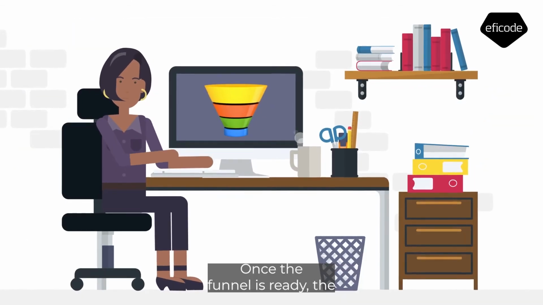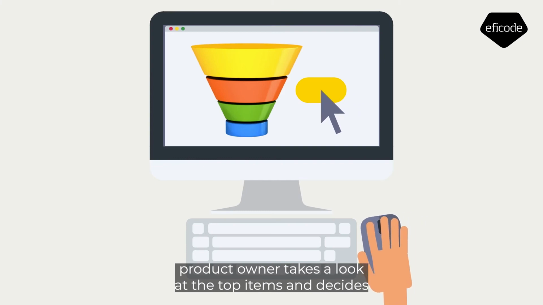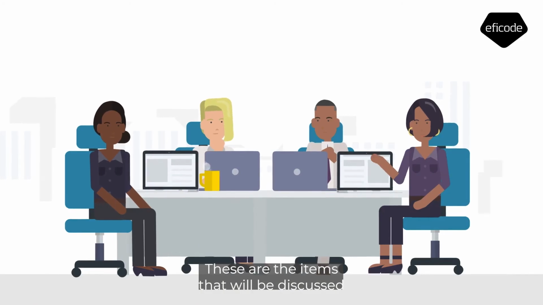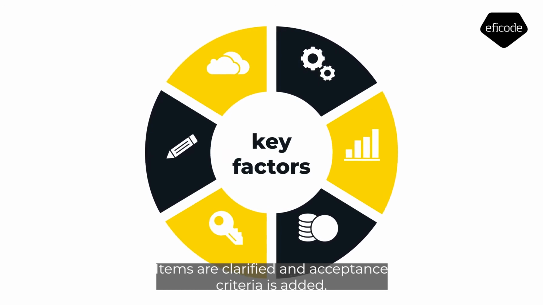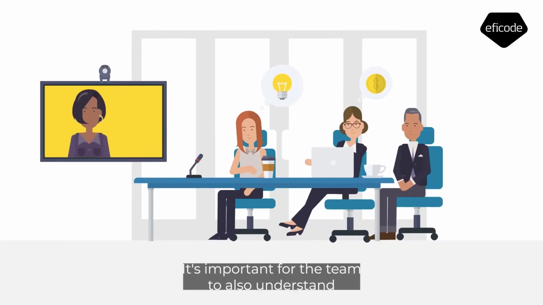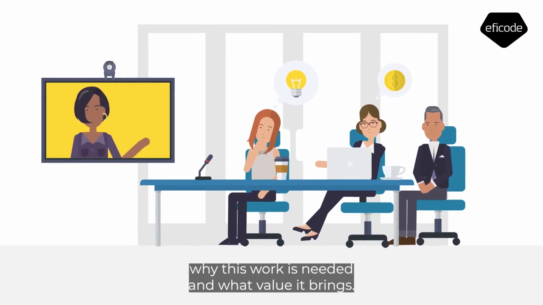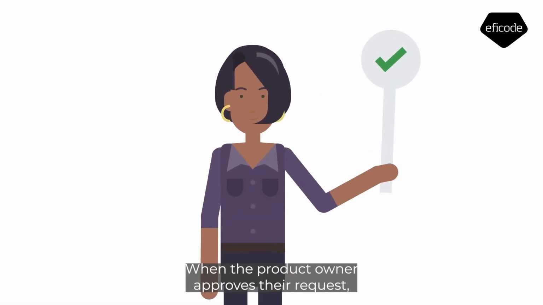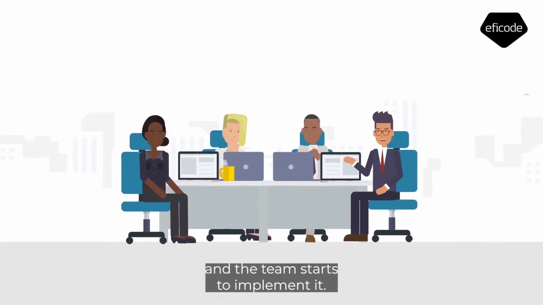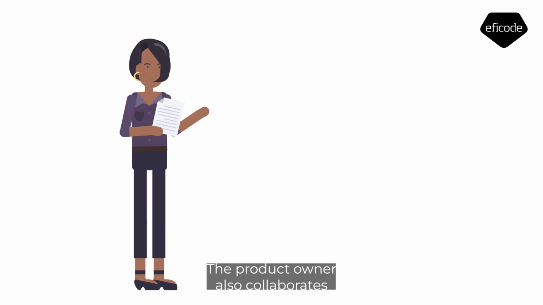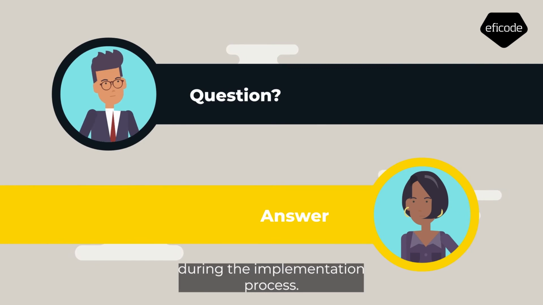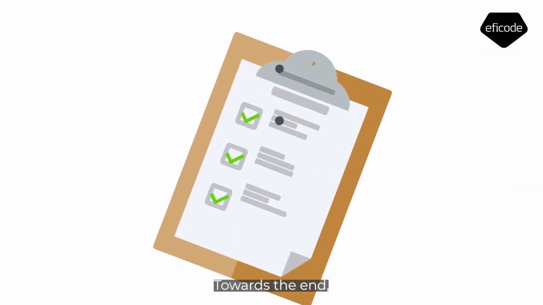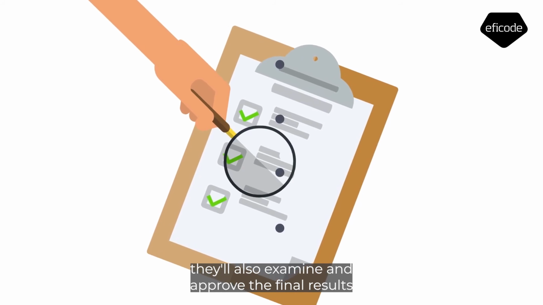Once the funnel is ready, the product owner takes a look at the top items and decides which ones a team will tackle. These are the items that will be discussed with the team, and this discussion is called backlog refinement. Items are clarified and acceptance criteria is added. It's important for the team to also understand why this work is needed and what value it brings. When the product owner approves a request, it enters the team's process and the team starts to implement it. The product owner also collaborates with the team on backlog refinement and answers any lingering questions during the implementation process. Towards the end, they'll also examine and approve the final result.